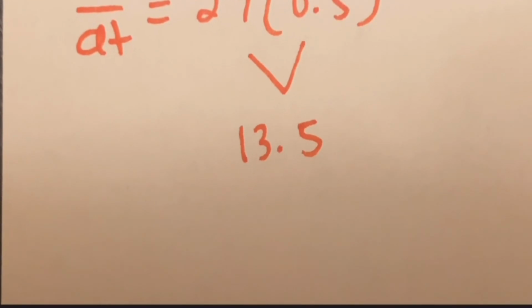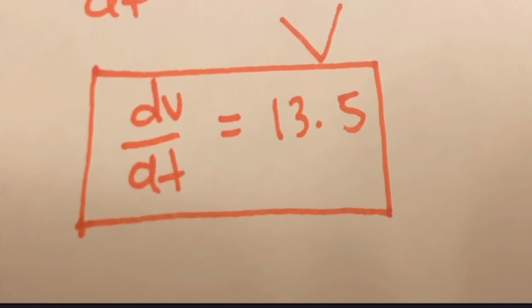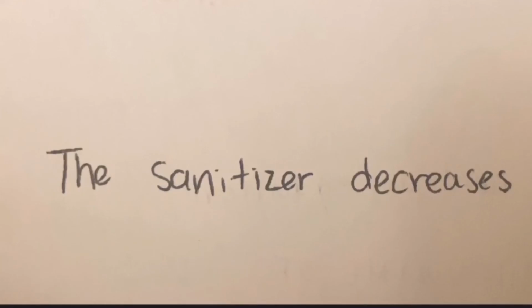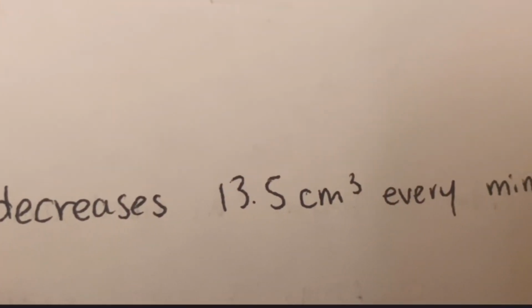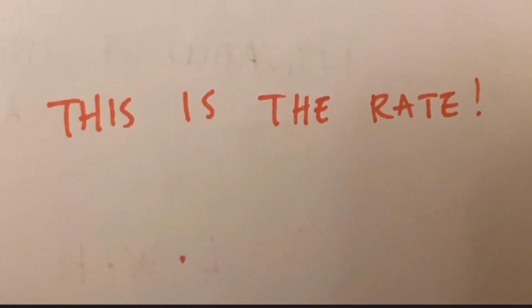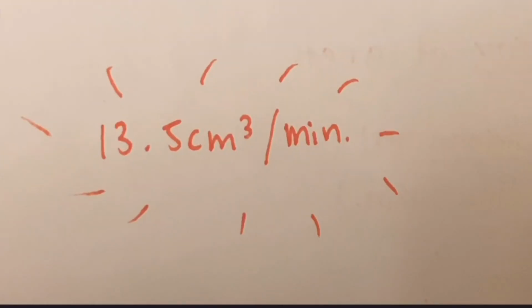However, we already know that this value is 0.5 centimeters per minute. If we substitute 0.5 into the equation, we'll get 13.5. That means dV over dt equals 13.5. This means that the sanitizer decreases 13.5 cubic centimeters every minute. This is the rate. The bottle will decrease 13.5 cubic centimeters per minute.